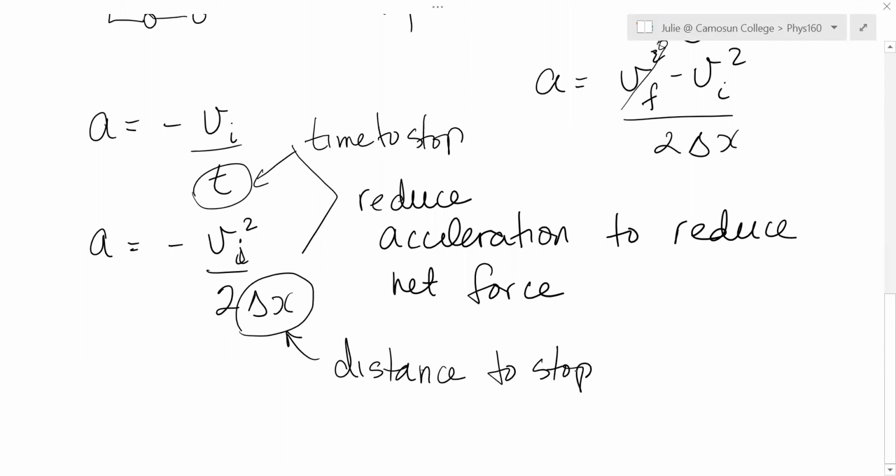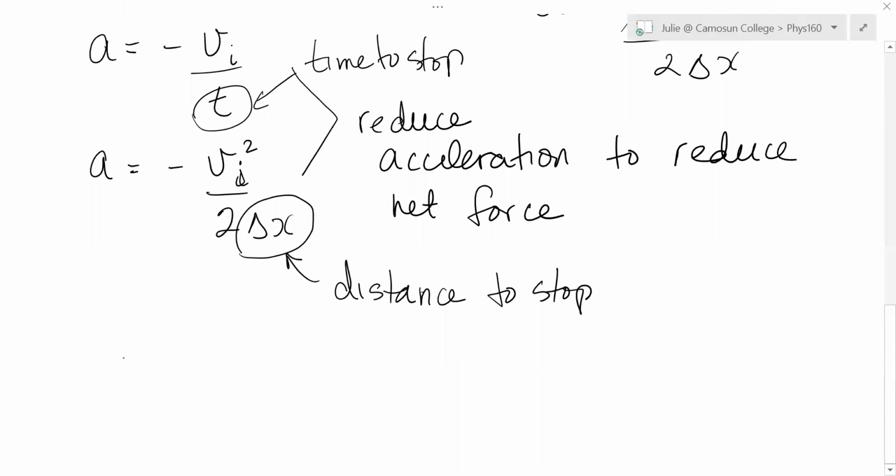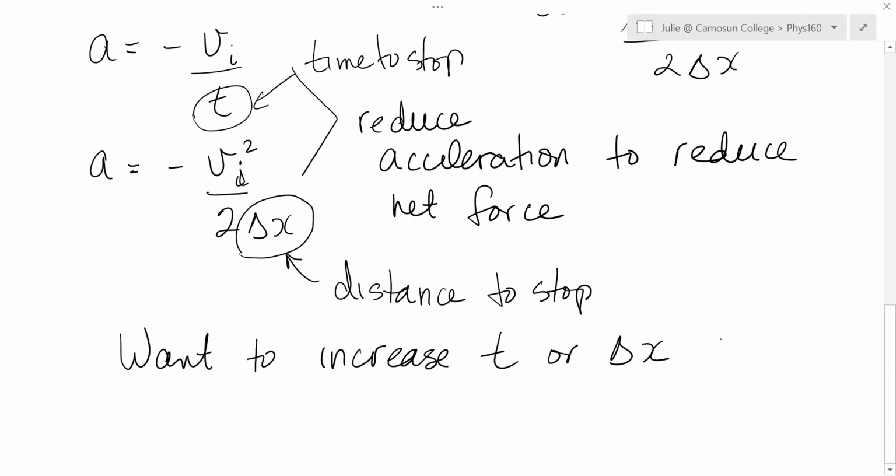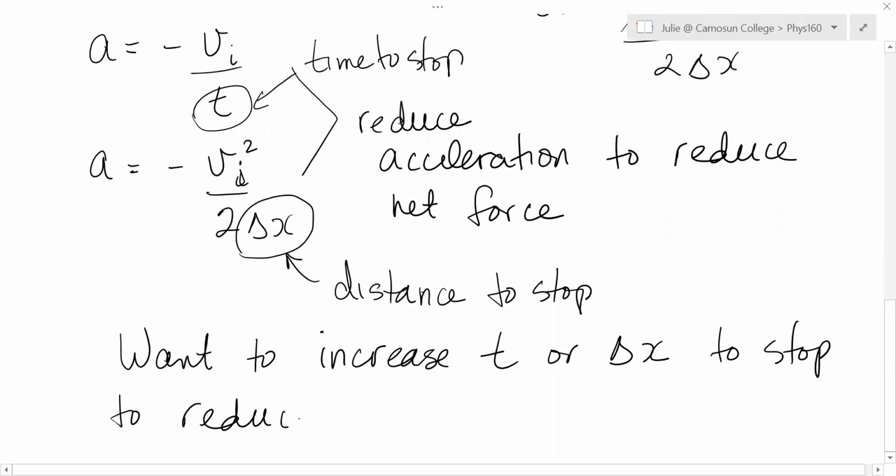Cars are equipped with things to help increase these values. So you want to increase T or delta X because it's on the bottom of the equation. If you make the number on the bottom bigger, you make the number on top smaller. So you want to increase the time or delta X to stop to reduce force, reduce net force.